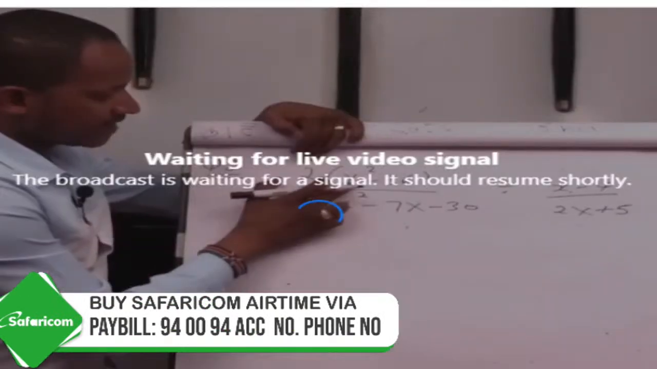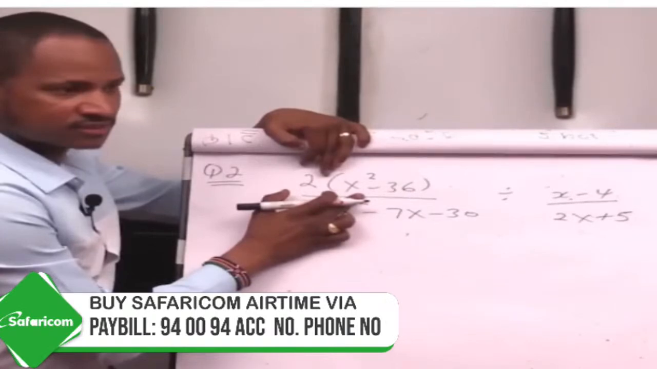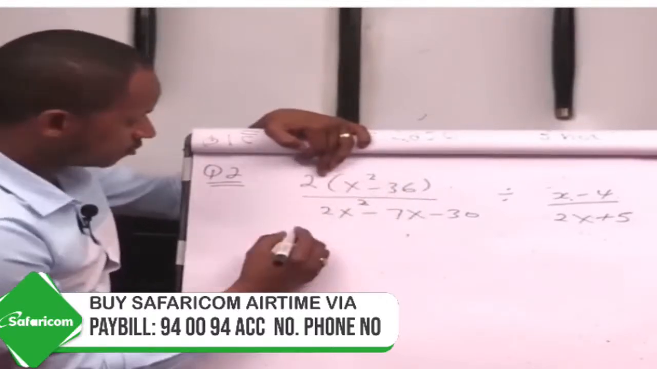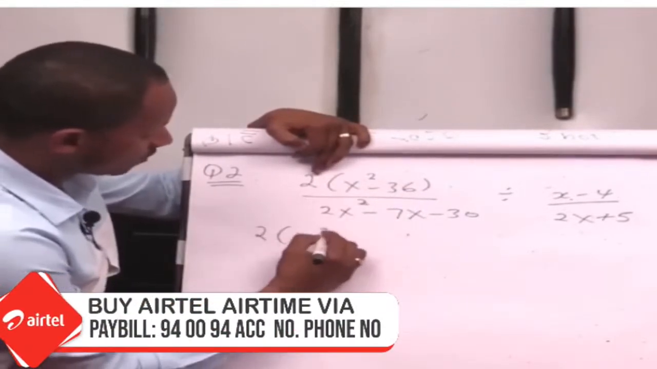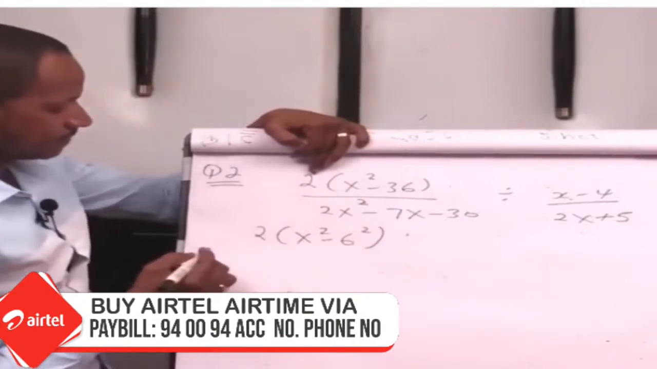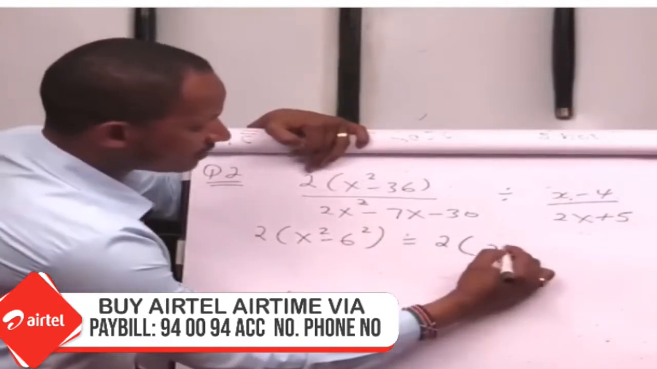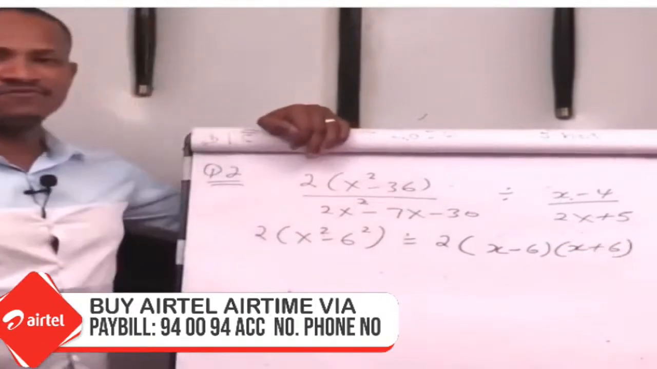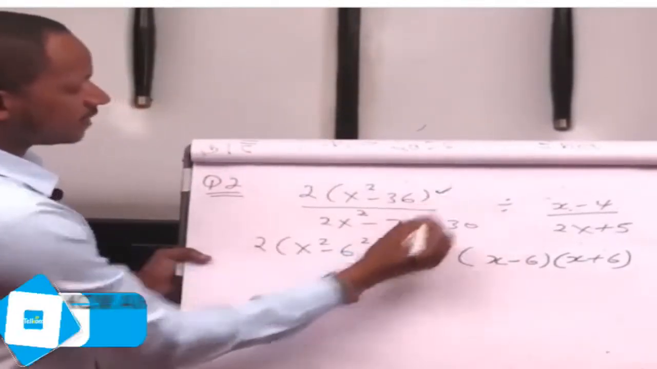So we have x squared minus 36. There's something unique about this. Remember, I told you something to do with the difference of two squares. So x squared minus 36 is the same as x squared minus 6 squared. So solve whatever is at the numerator here. We have 2 into x squared minus 6 squared. This is the same as 2 into x minus 6 into x plus 6. A difference of two squares. So we've solved this part up.